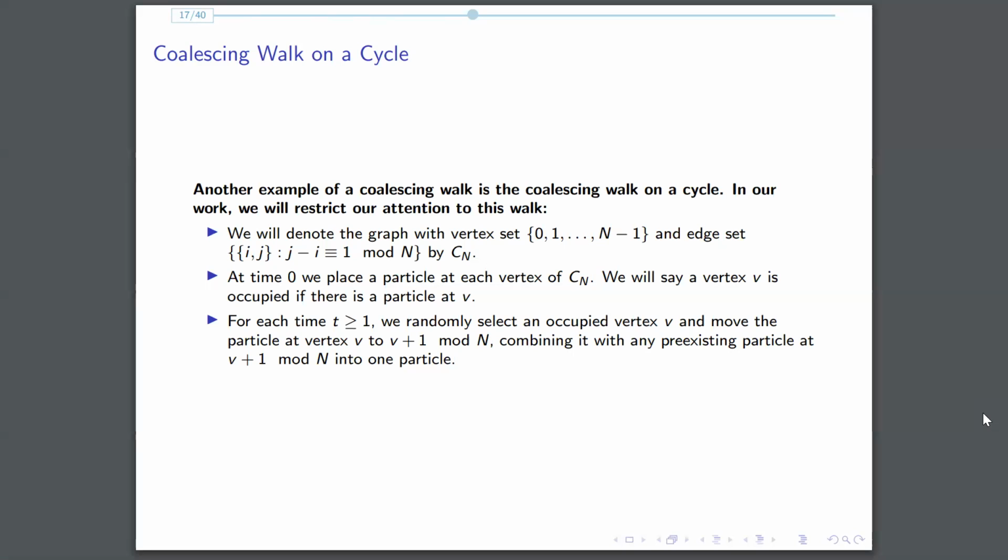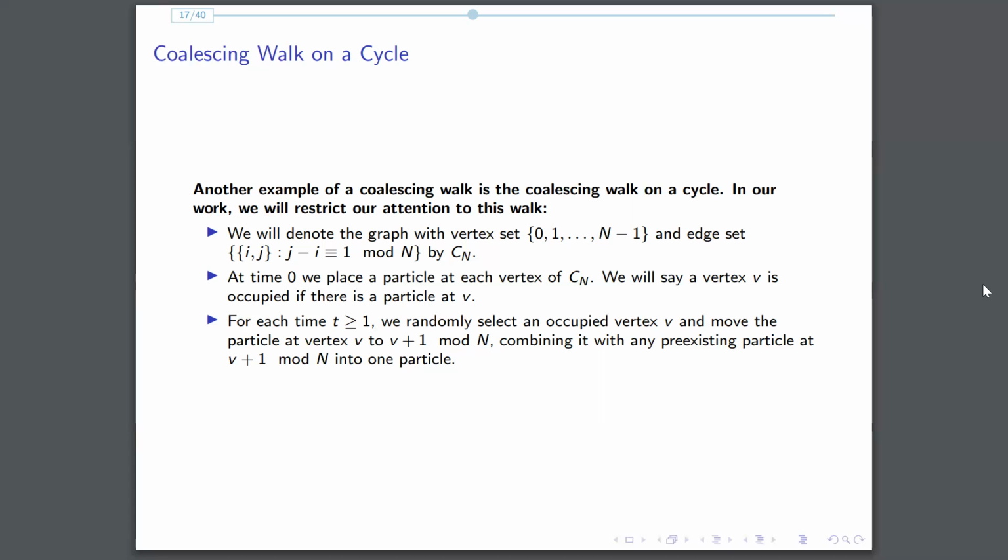Another example of a coalescing walk is the coalescing walk on a cycle. In our work, we'll restrict our attention to this walk. So let C_n denote the n-cycle. That is the graph with a vertex set consisting of vertices 0, 1, all the way up to n minus 1, and an edge set consisting of all pairs ij such that j and i differ only by 1 unit modulo n.